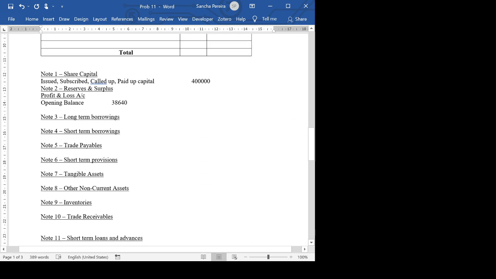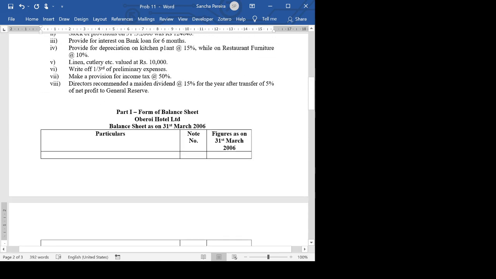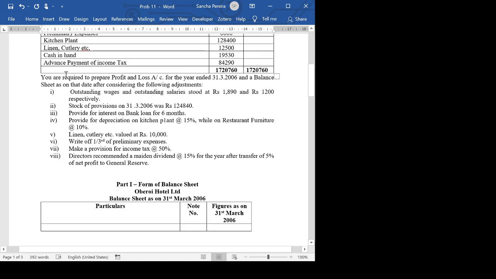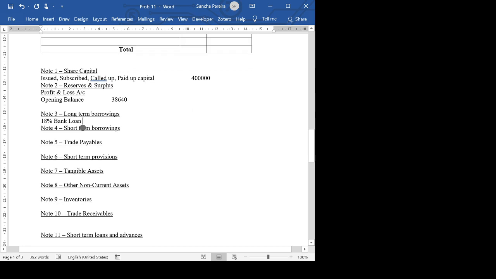Then we have long-term borrowings. We do have an item under this, which is 18% bank loan. Now there will be an adjustment to this because if you see here, I've not explained this. Provide for interest on bank loan for 6 months. That means this interest of 6 months has not yet been paid. It's outstanding. So we have to calculate interest on this. I will come back to this a little later. So the 18% bank loan is right now 50,000.